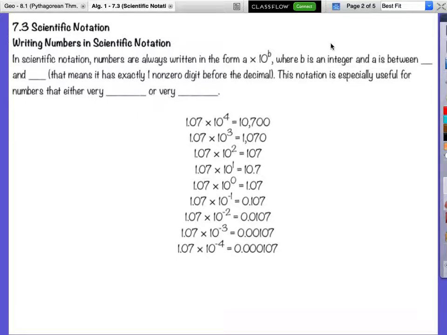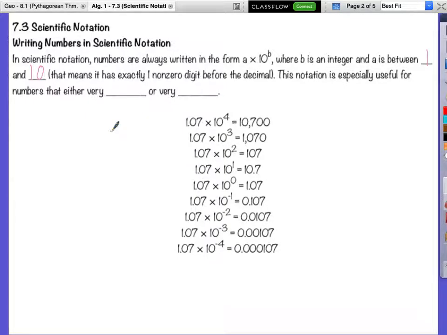So in scientific notation, numbers are always written in the form of a times 10 to the b. That's any number times 10, this 10 stays the same, to a different power, where b is an integer, and a is between 1 and 10, the numbers 1 and 10. So it has to have exactly one non-zero digit before a decimal.